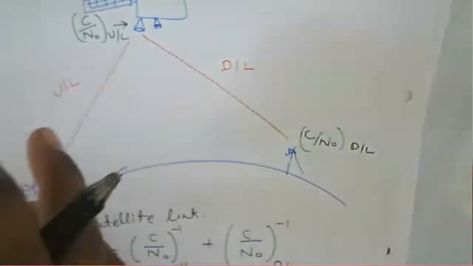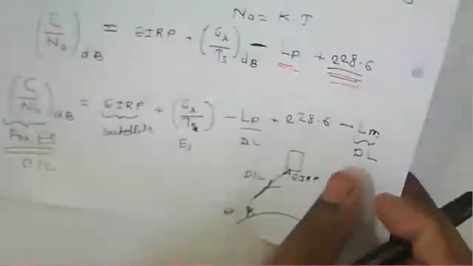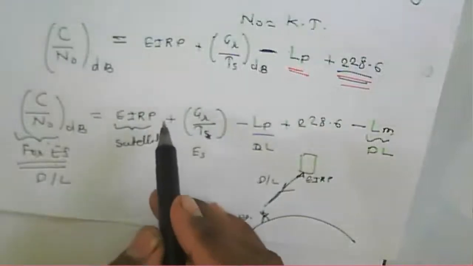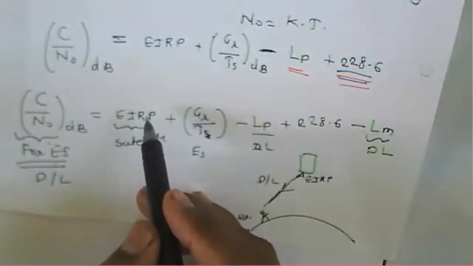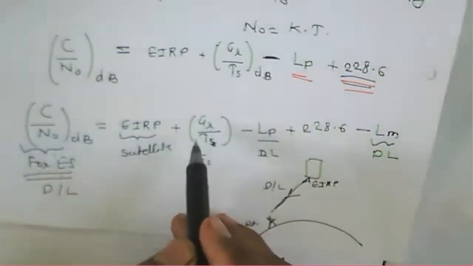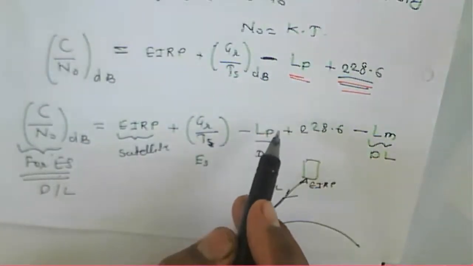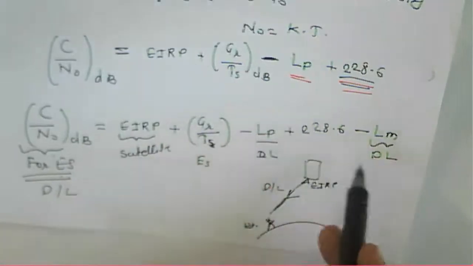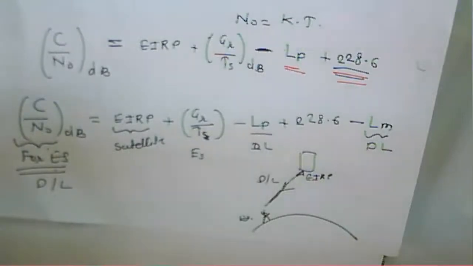And then based on that, you can calculate the C by N ratio for the transmitting antenna and the receiving antenna, because the C by N ratio depends upon the EIRP, effective isotropic radiated power, then your antenna efficiency, then your path loss, and then your system margin. And this gives us the total satellite link, or the total C by N ratio for the satellite.